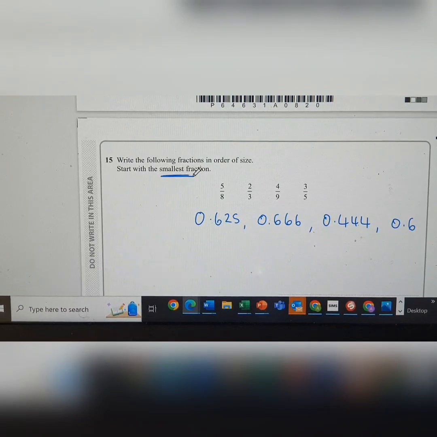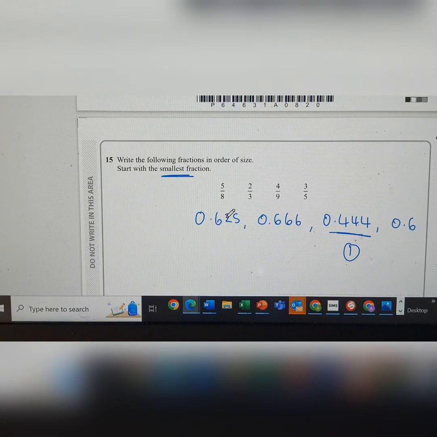So starting with the smallest fraction, we're looking at the first digit, they are all zeros. The second digit, we've got 6, 6, 4, and 6. So this would be the smallest fraction. Then we're going to look at the third digit. So go back again with these 3 that we have left. First digit, they are all zeros. Second digit, they are all 6s. The third digit, we've got a 2, a 6, and a nothing, so a 0 here. So this would be the second smallest.